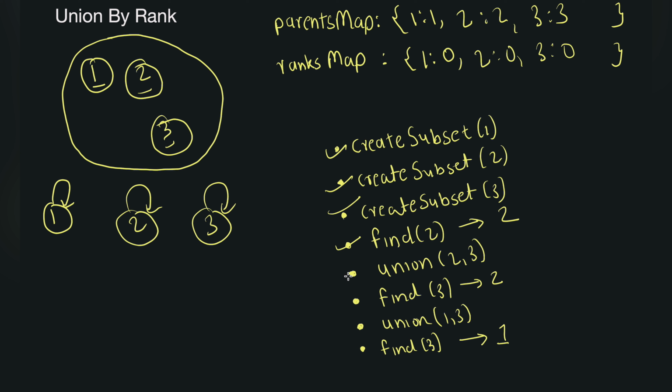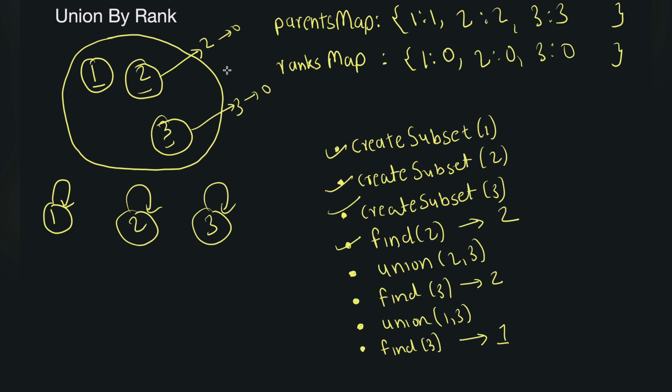This union operation, union of 2 comma 3. Now let's look at that. This operation first checks what is the parent of 2 and what is the rank of 2. Rank of 2 is 0. Then it checks what is the parent of 3. Parent of 3 is 3. What is the rank of 3? The rank of 3 is 0. Now since in this case the rank of both the parents is same, it does not matter which parent becomes the overall parent of the new larger subset.